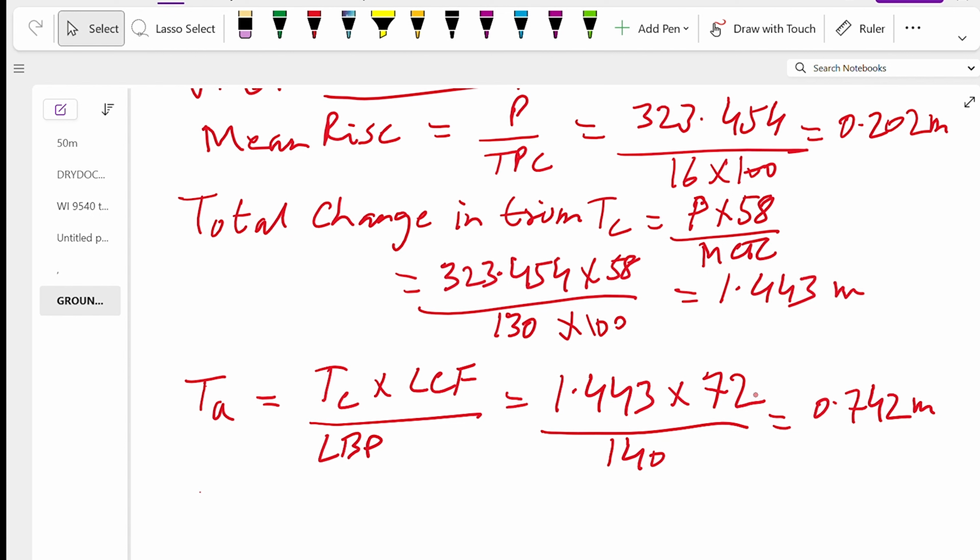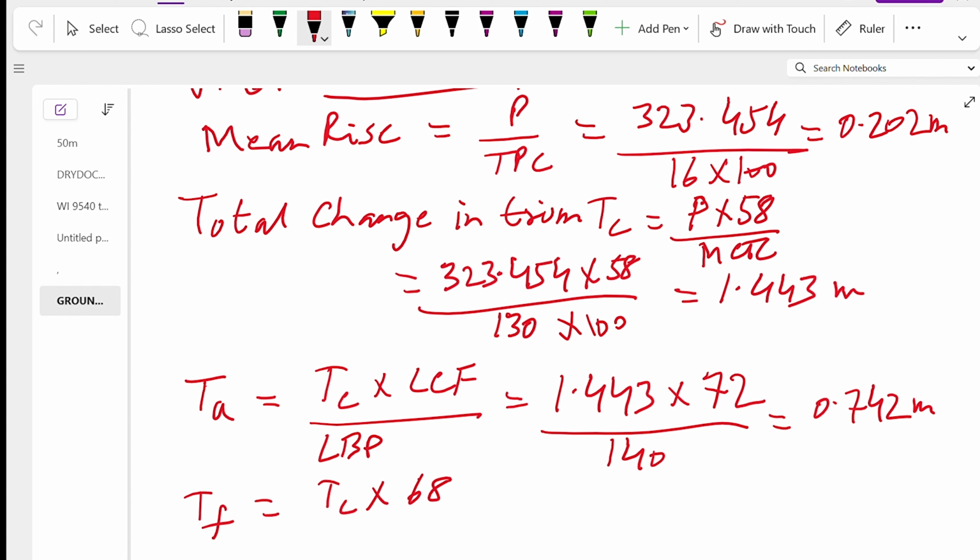And what will be the change in draft forward? You can subtract this from total change in the trim, or you can also do the change in the trim into forward length, meaning the length of the forward perpendicular from center of rotation. So that will be 68, because center of rotation is 72 meters from aft. So forward perpendicular will be 68 meters from the center of rotation.